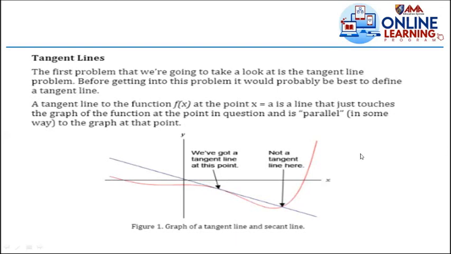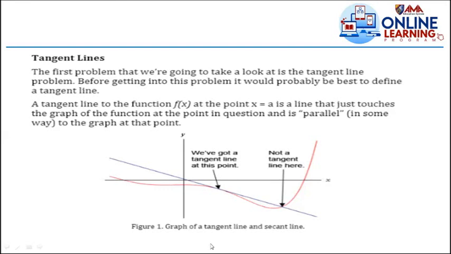So first, we have the tangent lines. What is a tangent line? The first problem that we're going to take a look at is the tangent line problem. Before going to this problem, it would probably be best to define a tangent line. So what is a tangent line? A tangent line to the function f of x at the point x is equal to a is a line that just touches the graph of the function at the point in question and is parallel in some way to the graph at that point.